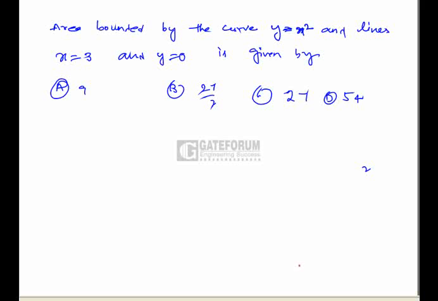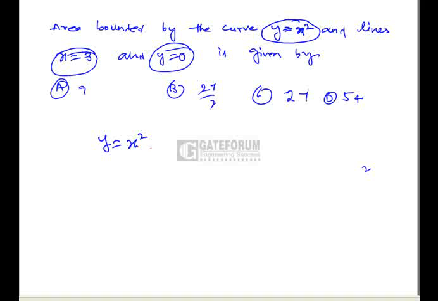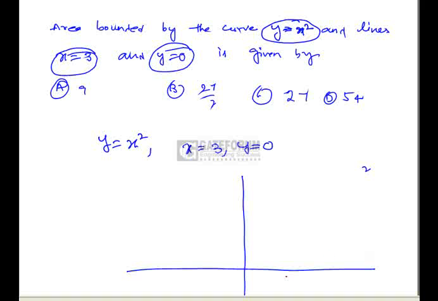Problem. We have to find the area covered by the curve y is equal to x square between the lines x is equal to 3 and y is equal to 0. The given curve is y is equal to x square, and x is 3, whereas y is equal to 0. Now we know that y is equal to x square is a parabola symmetrical along the positive y axis. So the parabola will be something like this.